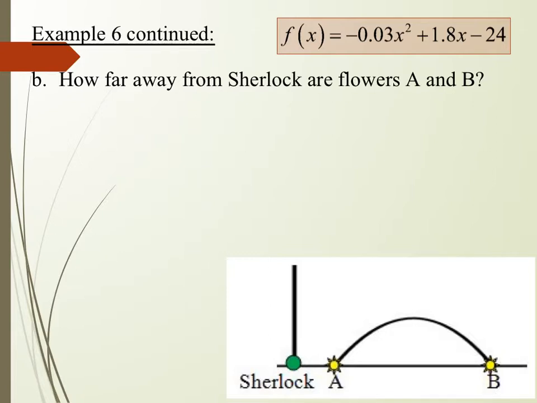So the next question is, how far away from Sherlock are flowers A and B? Well, we notice that they're at an origin point of 0 from Sherlock. So we set the equation above to be 0. So we have 0 equals negative 0.03x squared plus 1.8x minus 24. Now we solve this for x, and because it's a quadratic, we're going to get two solutions. We're going to get a solution at A, how far he is from A, and then how far he is from B. So from this standpoint, when we divide through by negative 0.03, we get 0 equals x squared minus 60x plus 800.